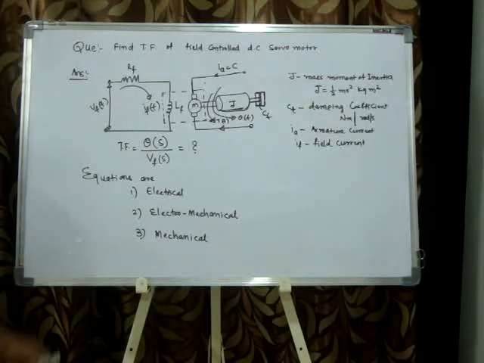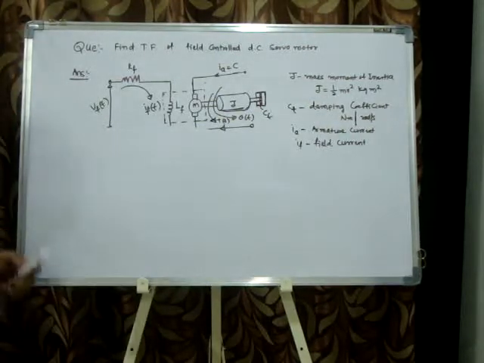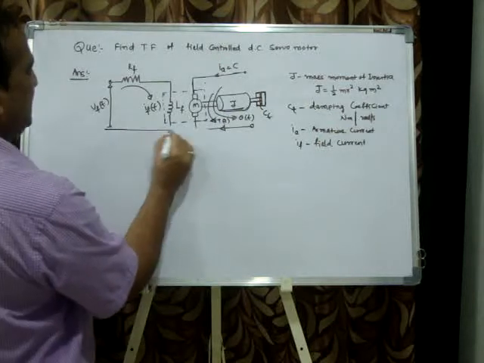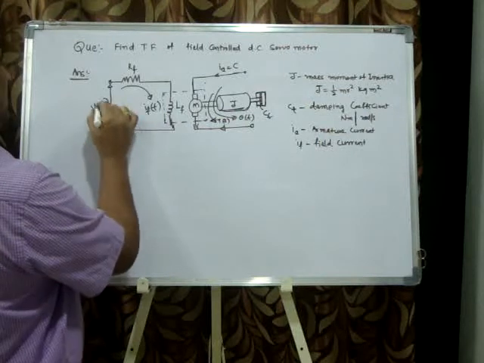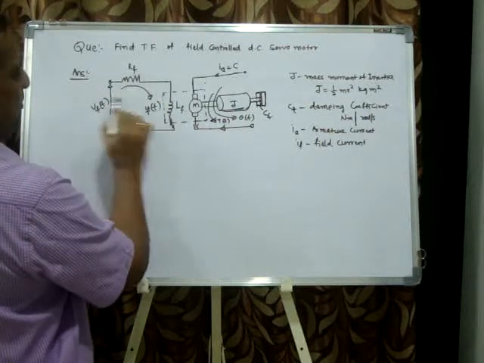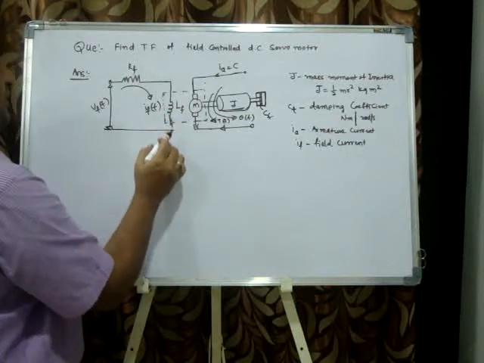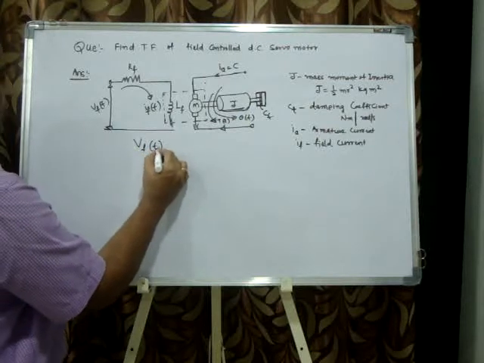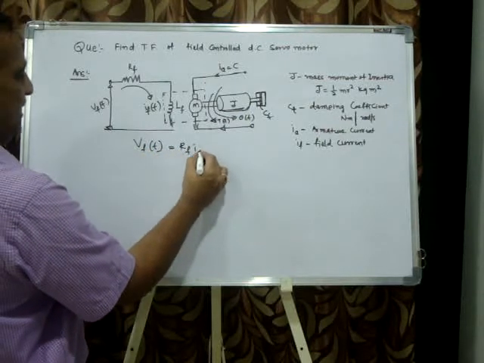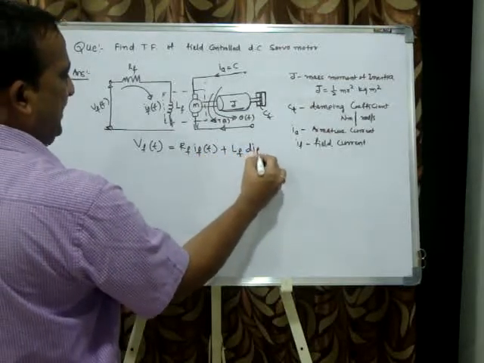Okay. First, I will write an electrical equation. How to write the electrical equation? You see here the input voltage. The input voltage is nothing but what? The voltage across resistor plus voltage across inductor. No motor, no EMF, no back EMF. Directly applying Kirchhoff's second law, the input voltage is equal to voltage across resistor plus voltage across inductor.